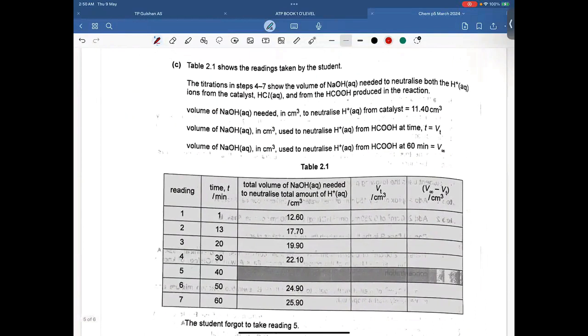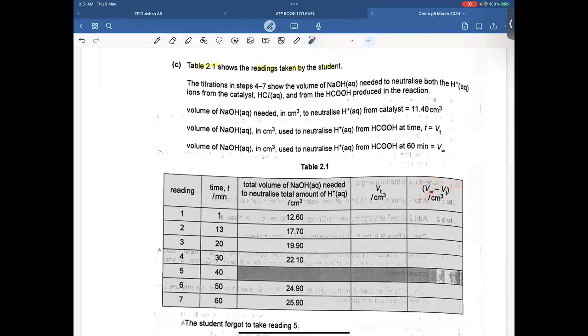Let's move on to the next part, part C. Table 2.1 shows the reading taken by the student. We have readings, time in minutes, and total volume of NaOH needed to neutralize the total amount of H plus ion. What is VT? VT is the volume of NaOH in cm³ used to neutralize H plus from methanoic acid at time t. And V infinity minus VT.